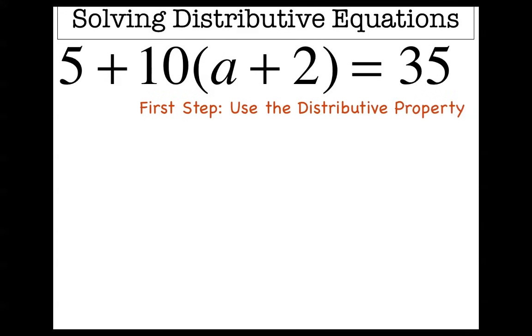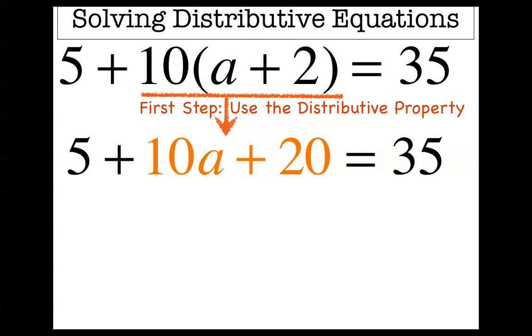So our first step is going to be to use the distributive property to distribute that 10, and now it's going to be 5 plus 10a plus 20 because we did 10 times a to get 10a, and 10 times 2 to get 20. So hopefully you remember that distributive property idea and why the 10 times parentheses a plus 2 turns into 10a plus 20. It's because the whole a plus 2 is getting times by 10. So the a is getting times by 10 and the 2 is getting times by 10. Okay, I think we got it.